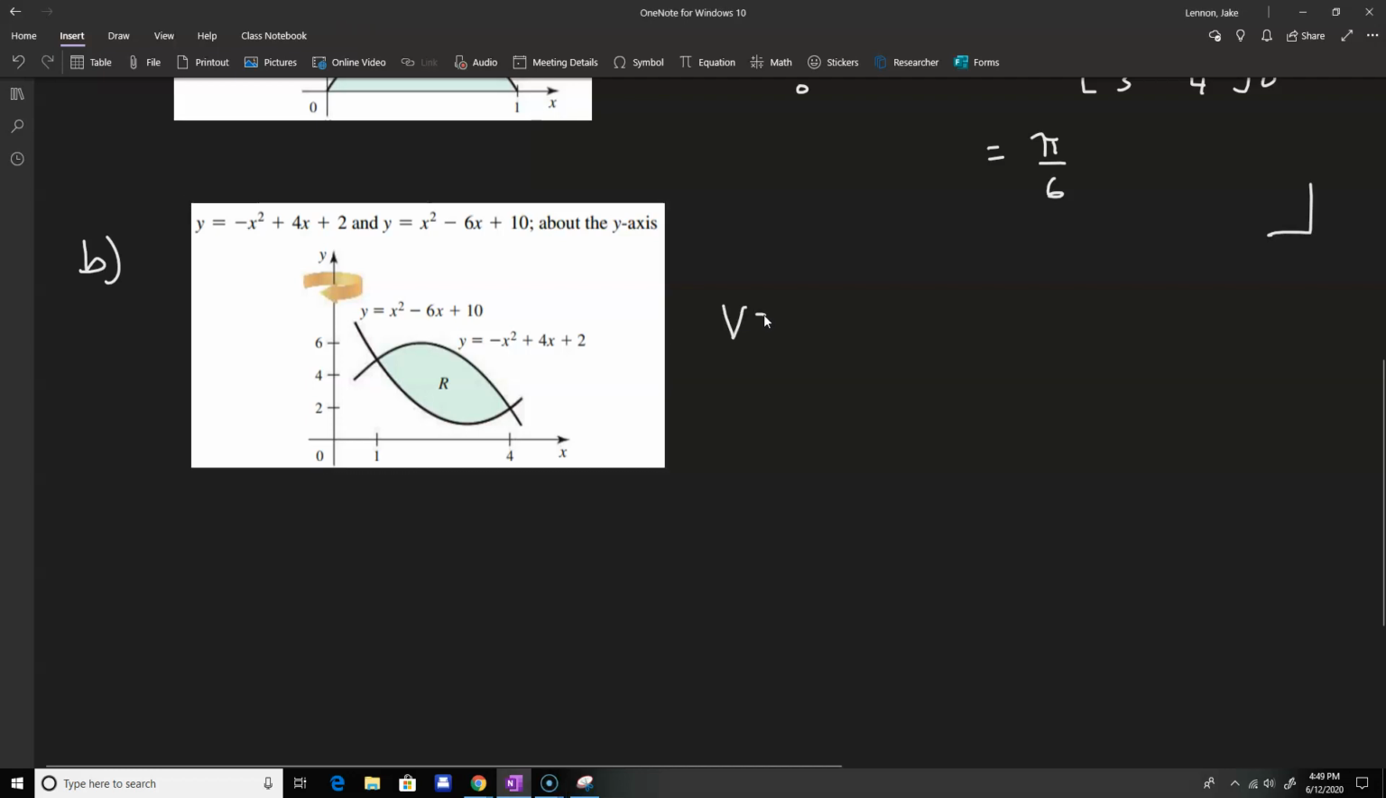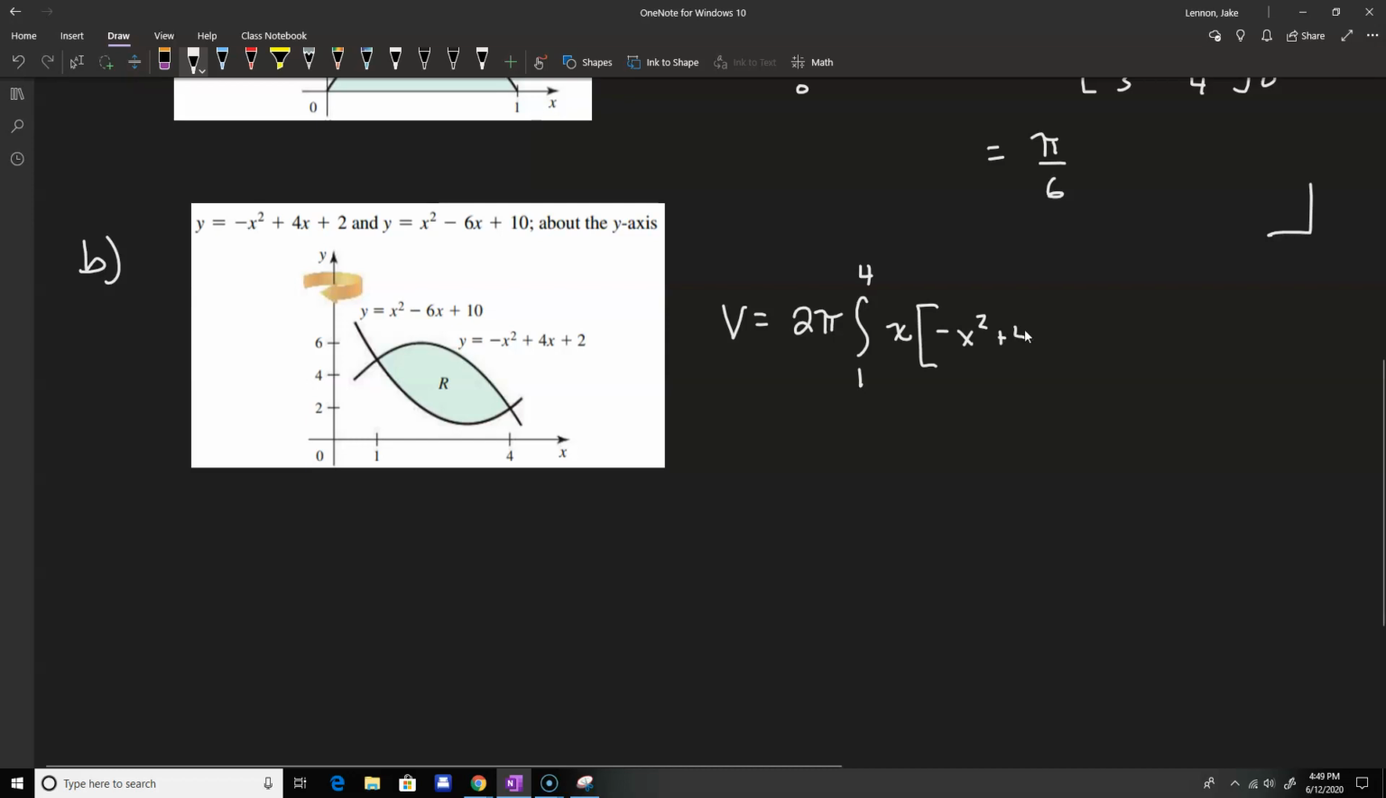So our volume here is just going to be set up the same way. We have 2 pi times the integral. We're going from 1 to 4. And then we have our minus x squared. We have to multiply all of that by x first. Let's not forget that. And then we have to subtract everything. So we have x, and we're multiplying by minus x squared plus 4x plus 2. And then we're subtracting the bottom parabola, x squared minus 6x plus 10.